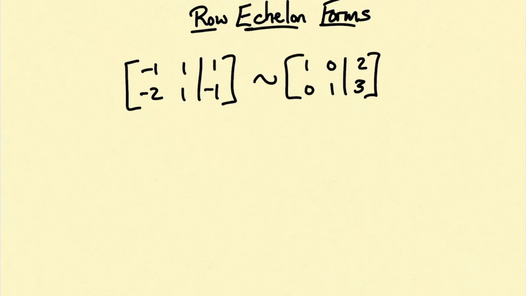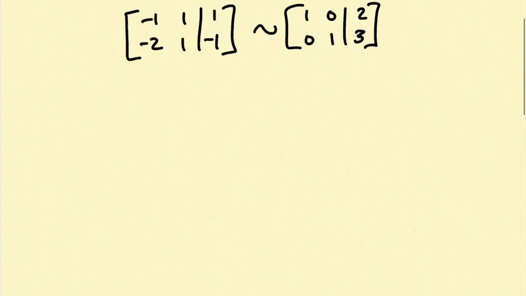The top row tells us that x is 2, while the bottom row tells us y is 3. In order to solve linear systems, we would like to have an equivalence of this kind for any linear system. This is slightly too much to ask in general, but there is something close.